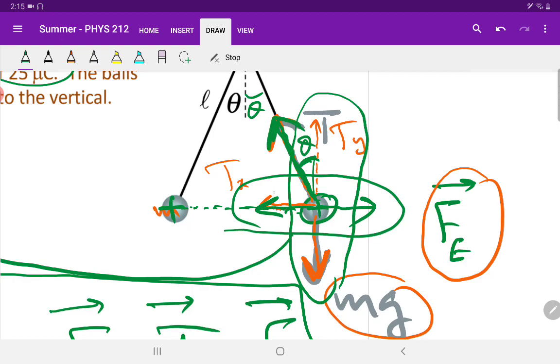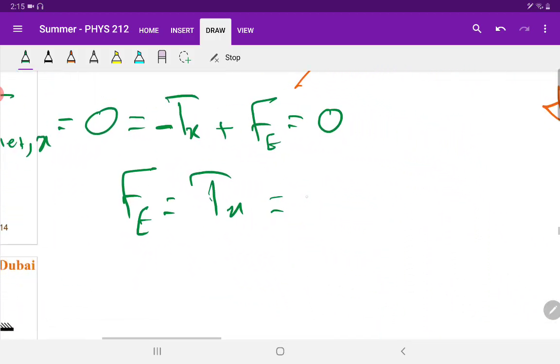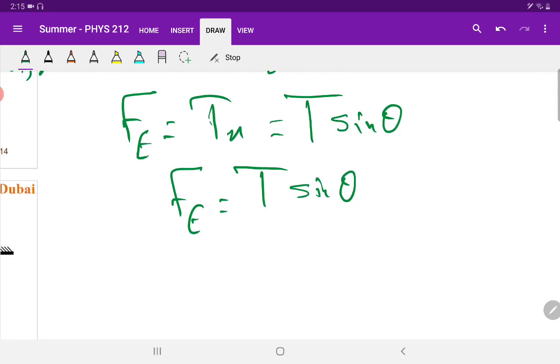Now, what's Tx? According to the figure here, T is pointing in this direction. The x component will be what here? Since this angle is with respect to the vertical axis, then the Tx will take the sine. So in this case, we can define this one as T sine theta. So Fe equals T sine theta. Now the question is, what's Fe? Fe, according to Coulomb's law, is equal to k q1 times q2 divided by R squared.